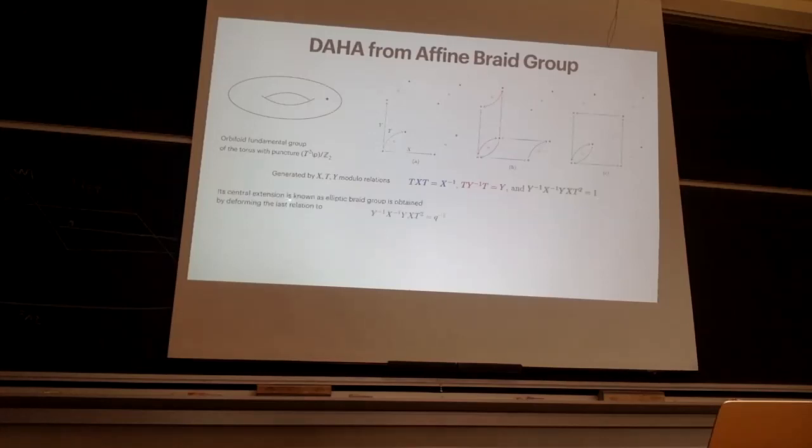So this is what is called the affine braid group with this relation. Then for the central extension of that, you add this parameter q, and that deforms you to this relation in DAHA.